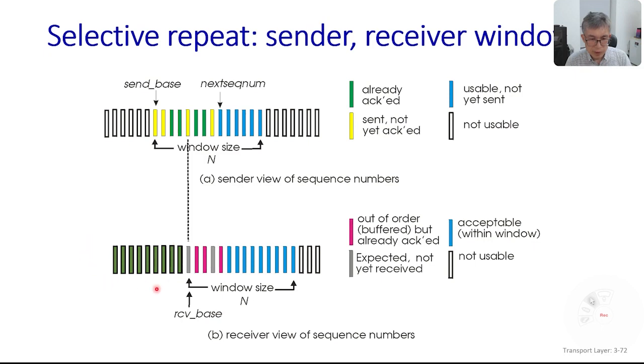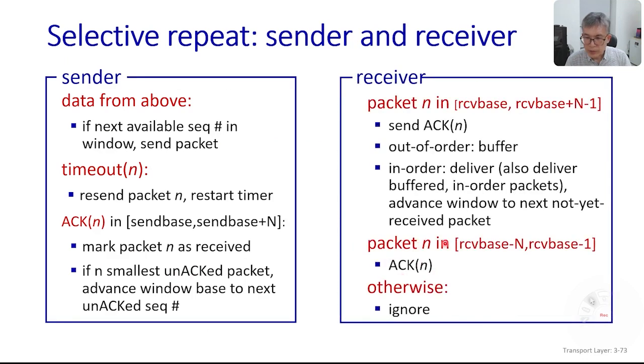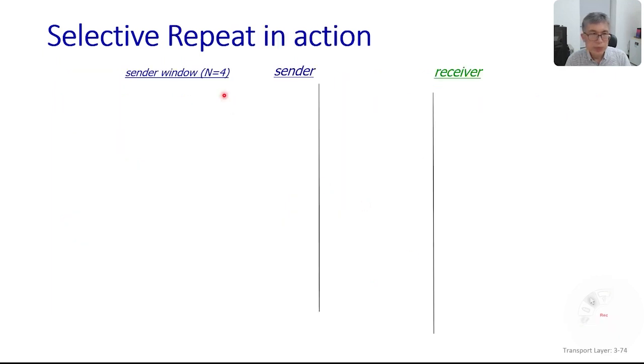the packet is received and acknowledged, which means the receiver's acknowledgement was lost, and then the sender sends the message again, and then the receiver just acknowledges the delivered packet, okay? So in that case an acknowledgement is generated, otherwise ignore. So this figure shows an example of selective repeat in action.